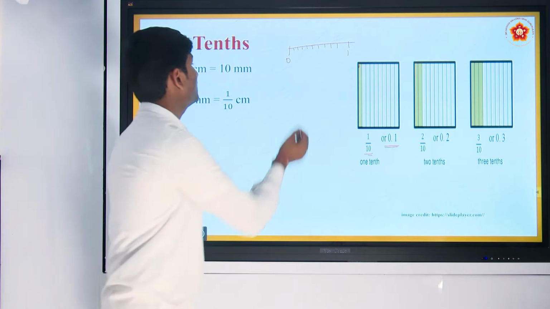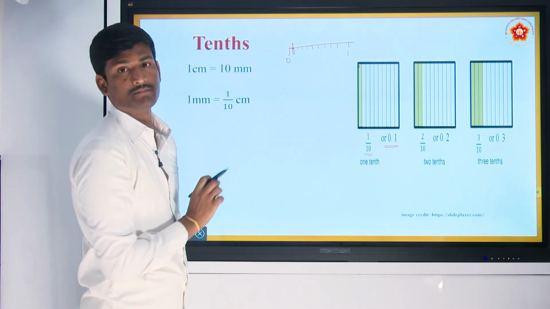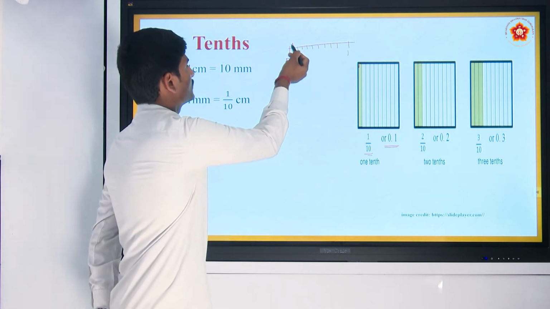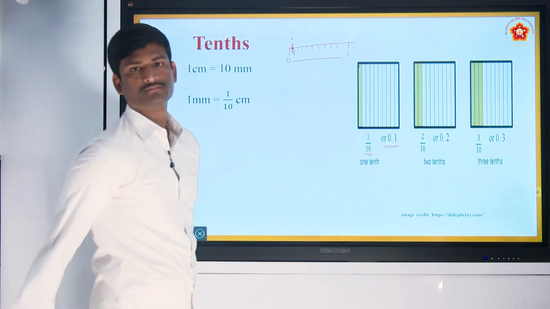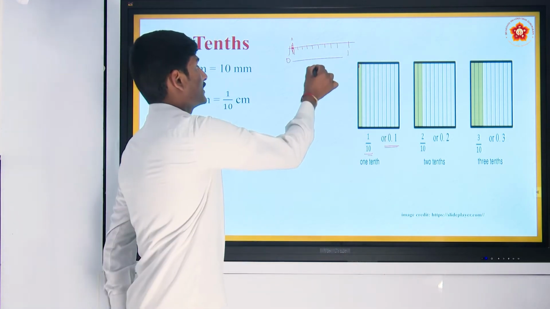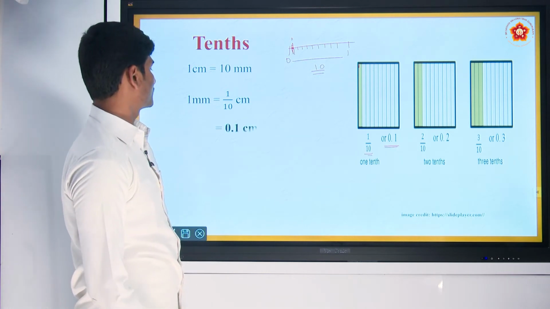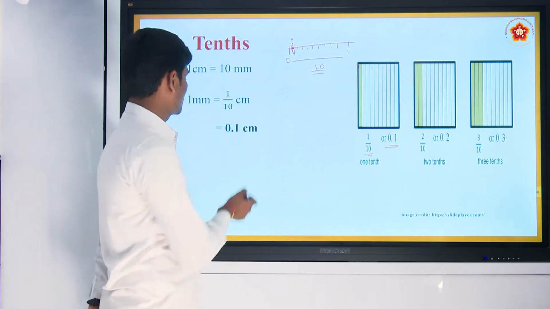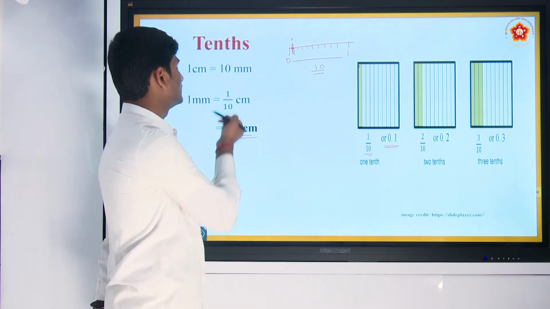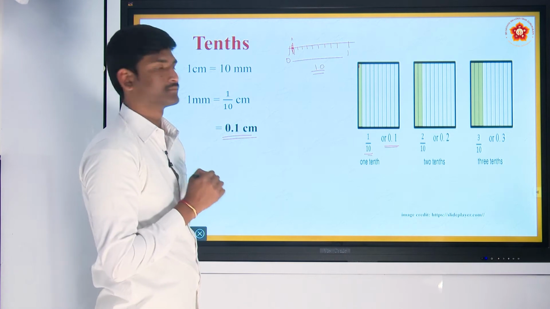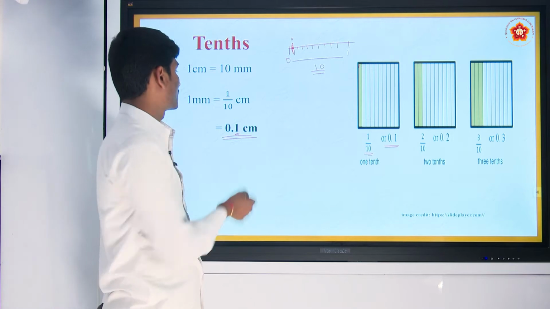But 1 millimeter is equal to, here we convert millimeter to centimeter. 1 millimeter is equal to 1 divided by 10. Then 1 by 10 means, in decimal notation, 0.1 centimeter. 1 by 10 means 0.1. Here 1 is placed in the tenths place. Here 1 by 10.